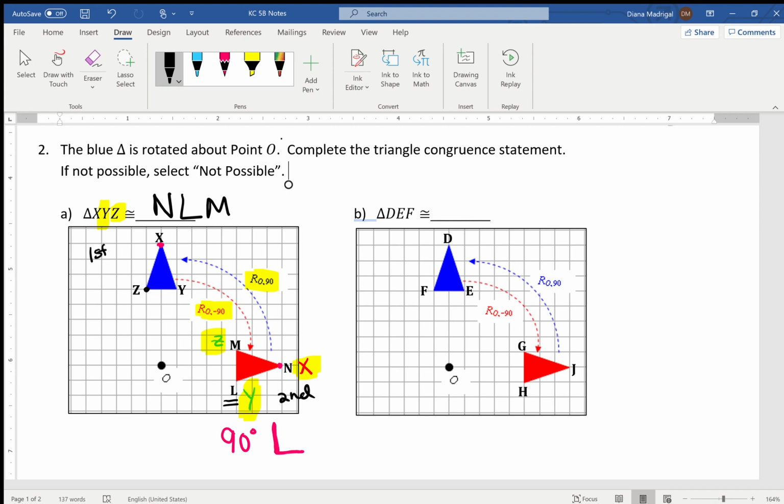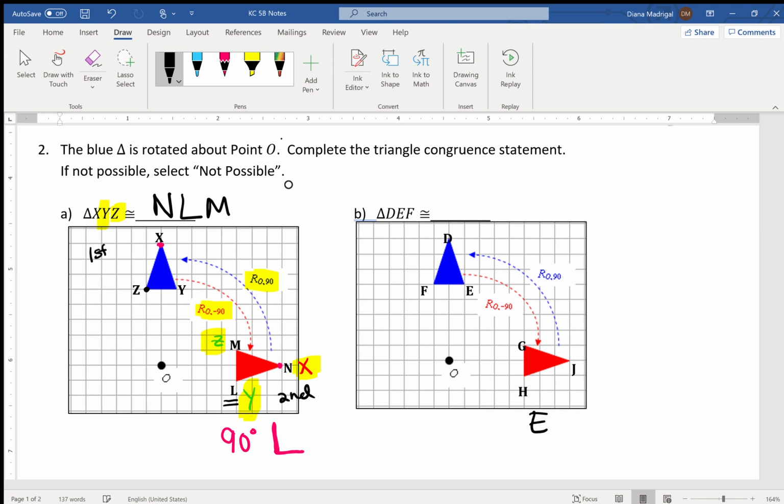All right, 2B, again rotating. How to figure that out? Point E, I'm going to help you out. Point E is going to be with H. Point F is going to be with G. And point J is going to be D. They named the triangle DEF. So how do you think we're going to name the second one?